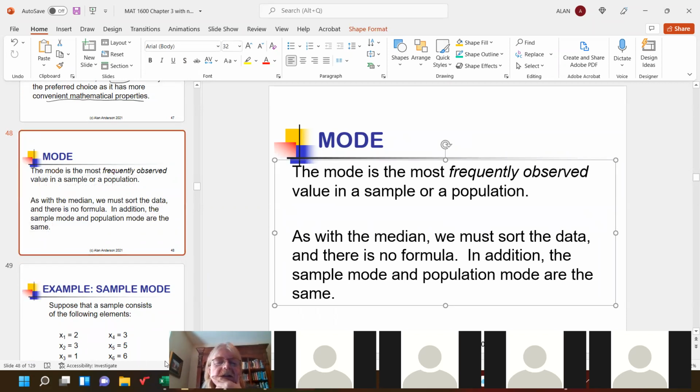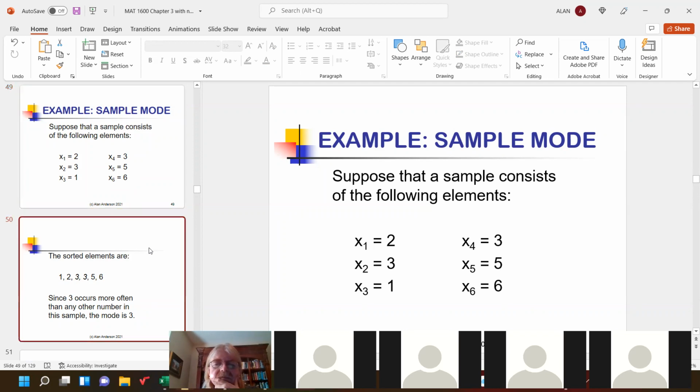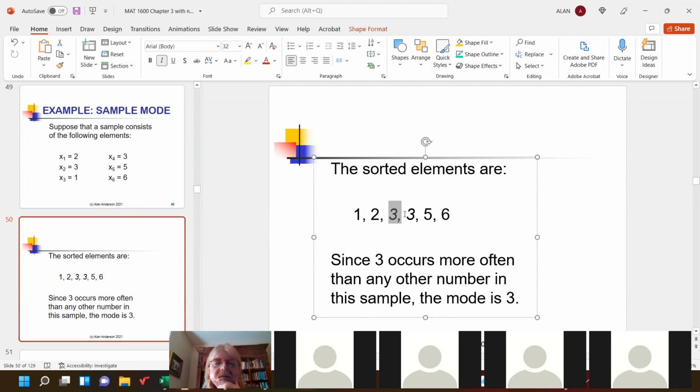All right, so let's take a look at an example. Here's the sample. So we're going to sort them from low to high. And you can probably already tell what's going to happen. The only value that we see twice is 3. And that's what it means to be the mode. Once we sort them out, we'll see very clearly that 3 is the only repeated value. And that means that the mode of this sample is 3. And there it is.